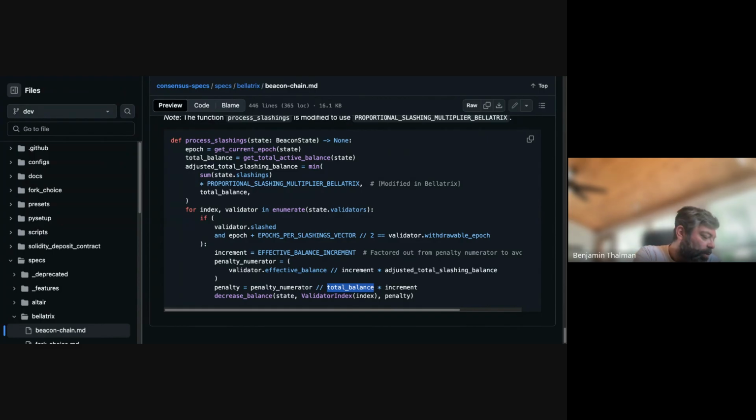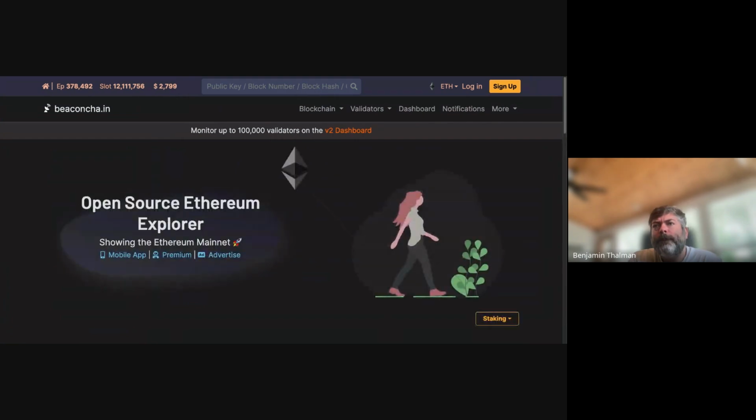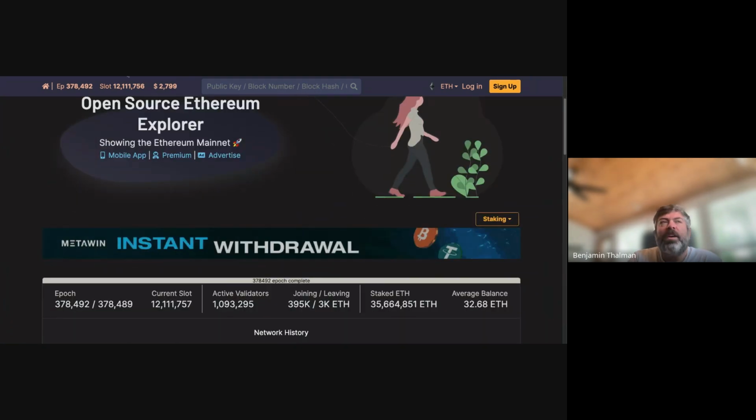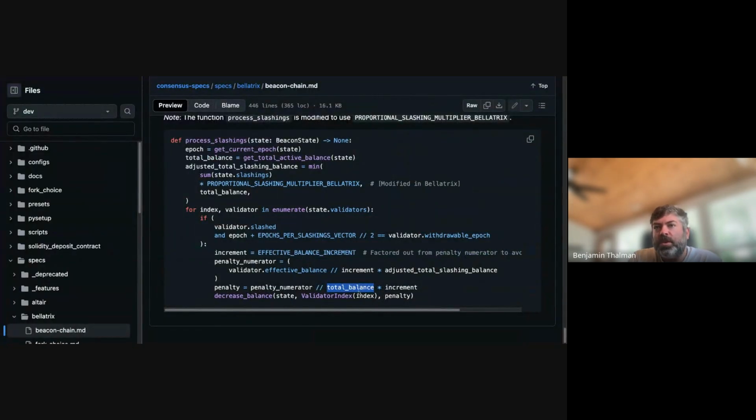Remember, total balance is 35, what did we say, 35.5, 35.6. I'm going to go back now. 35.6. That's 35.6 million. So to get total balance, remember, total balance is going to be in Gwei. So take your 35.6 million, multiply by 1 billion. And then if you do this floor division, you'll see this rounds down to 0. And so the penalty is 0. So you can substitute in various numbers here.